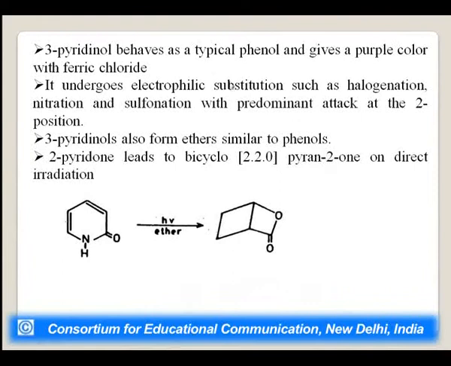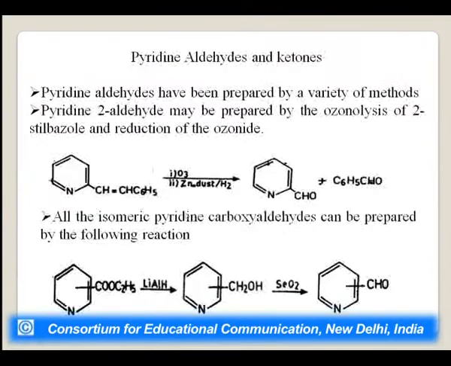3-Pyridinol behaves as a typical phenol and gives a purple color with ferric chloride. It undergoes electrophilic substitution reactions such as halogenation, nitration, and sulfonation, with predominant attack at position number 2. 3-Pyridinols also form ethers similar to phenols. 3-Pyridone leads to a bicyclic pyran on direct irradiation, and you can see this is the bicyclic compound when reacted with ether on irradiation.